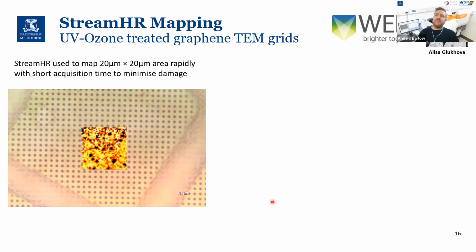So rather than simply going to a single position on the TEM grid, capturing a single spectrum and then saying that's representative of the entire sample, what we did was go to multiple positions on the grid and actually collect spectra from a 20 by 20 micron area, thousands of spectra, quite literally, across that whole area, with very short acquisitions, minimizing the amount of damage. And then we can sum all of those spectra together to get that overview composition as well.